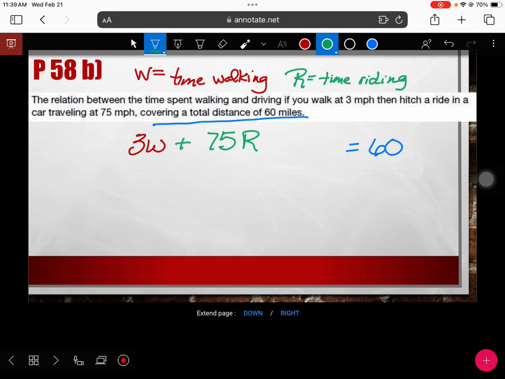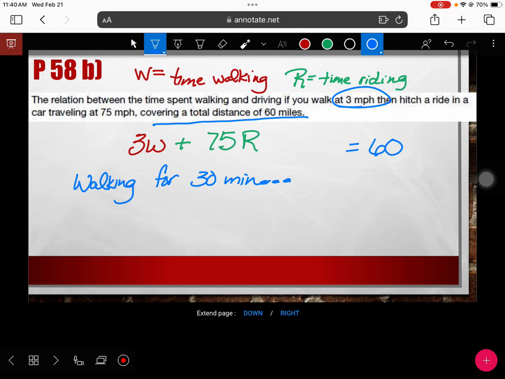If this is time walking, what kind of time are we talking about? Am I talking about seconds, minutes, hours? Does it matter? Ooh, it does say miles per hour. Yeah, so it should be in terms of hours. However, I'm going to tell you that we are walking for 30 minutes.